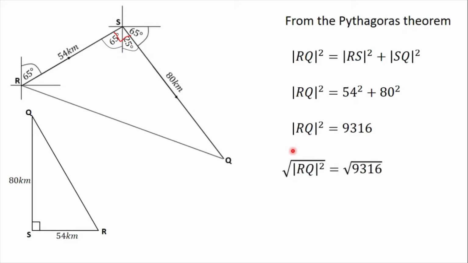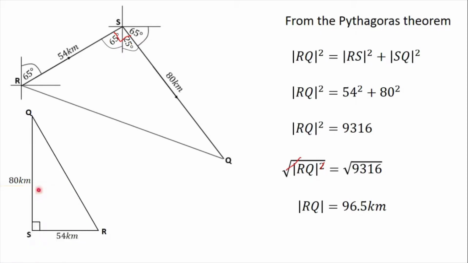You take square roots of both sides. So you take square root of the left hand side, then you take square root of the right hand side. Now as soon as you do that, we know from change of subject that if you take square root of this side here, the squared here will cancel the squared here. We learned this in change of subject, and we also learned it under indices. So the squared here will cancel the squared here. So RQ is equal to 96.5 kilometers.